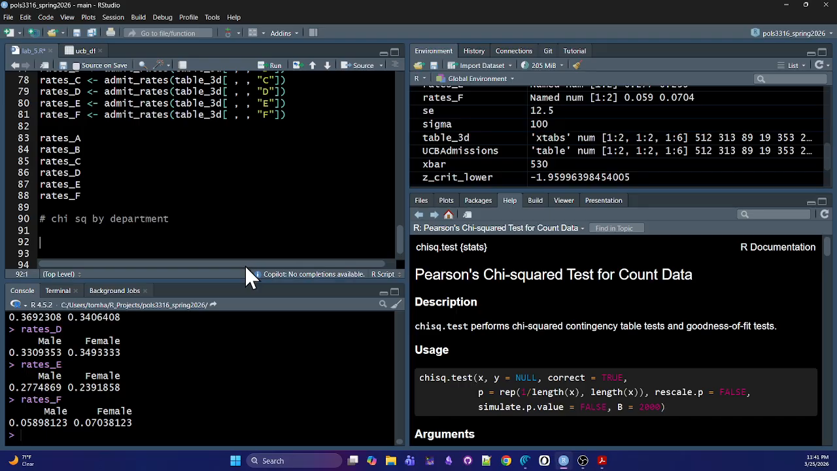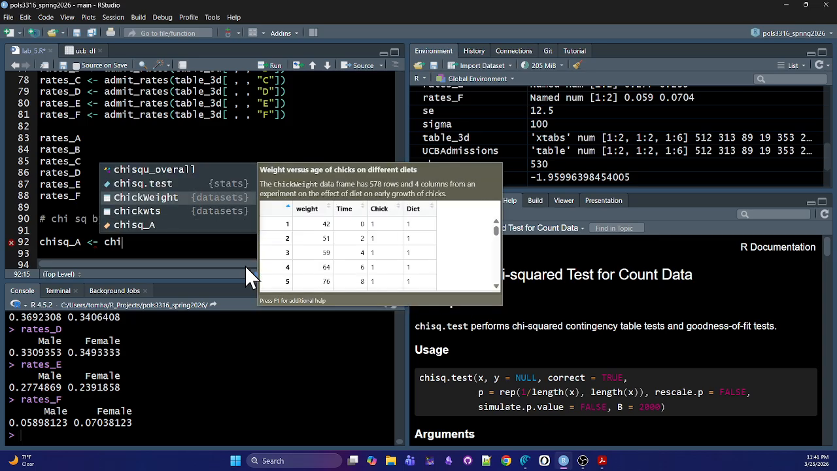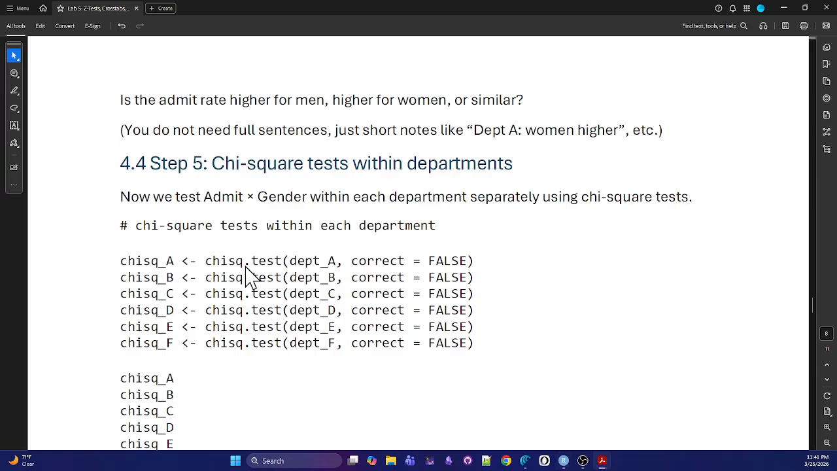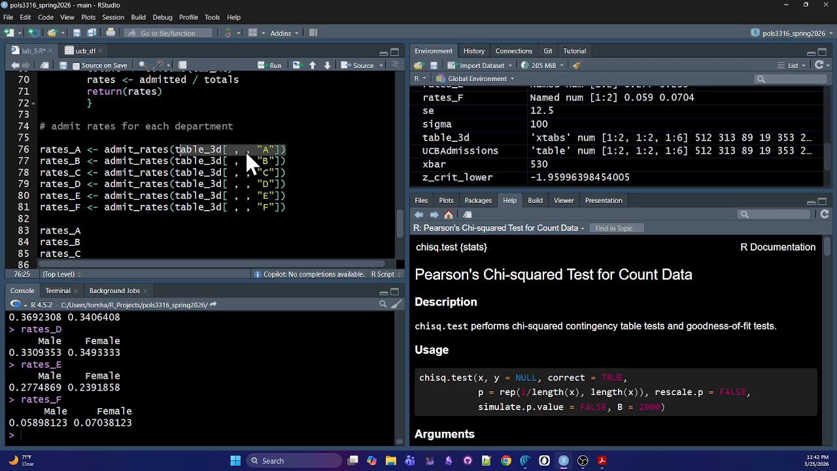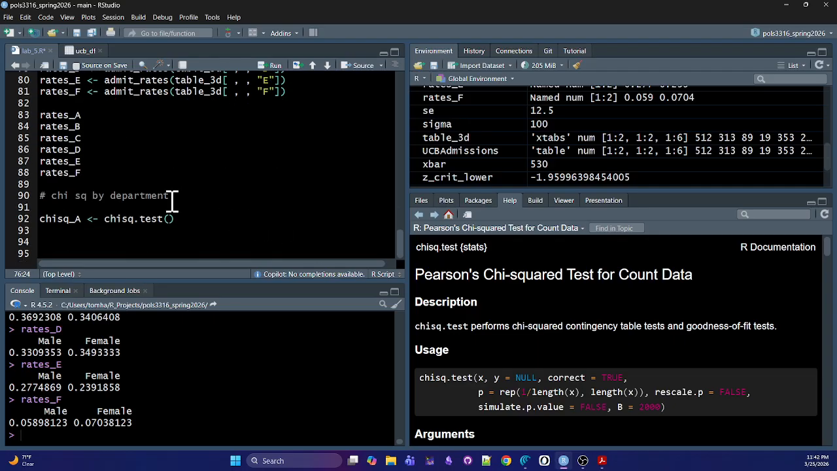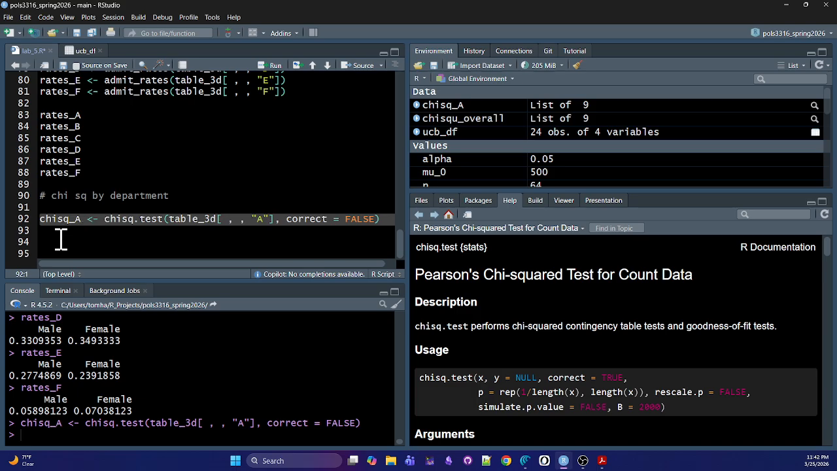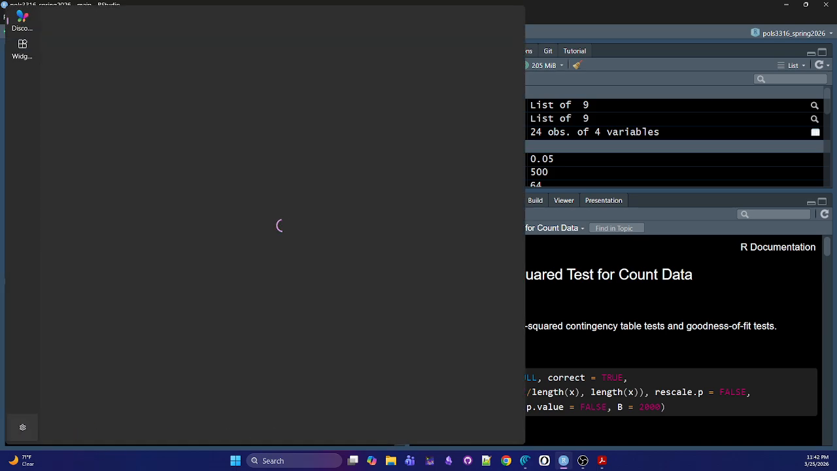And to get it to work, I can't do Department A, but I should be able to do table 3D A. So I can do the same thing that I did up there and then I still want to do correct equals false. I'm going to run this one just to make sure it works. And I'm going to come down here.